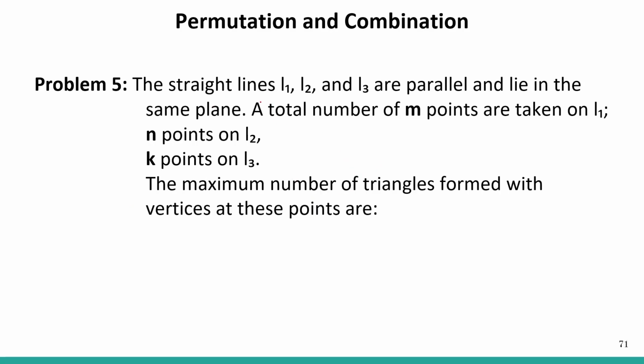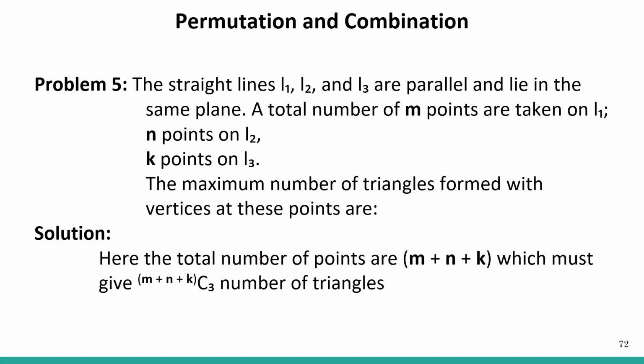Okay, the straight lines L1, L2 and L3 are parallel and lie in the same plane. Take m points on L1, n points on L2 and k points on L3. The maximum number of triangles formed with vertices at these points is what? Here the total number of points is m plus n plus k, and we take 3 at a time, giving (m+n+k)C3 triangles. It will be a very large number of triangles if m, n and k are greater than 2 or 3.